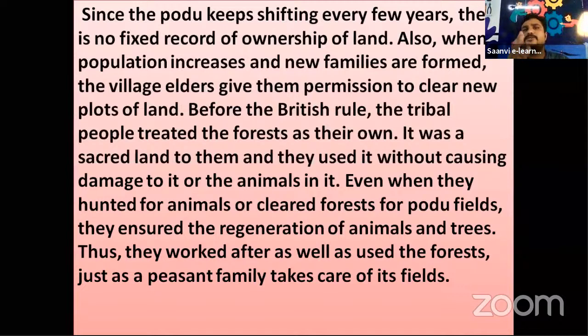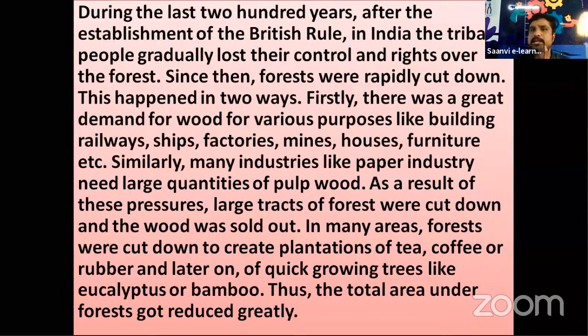During the last 200 years, after the establishment of British rule in India, the tribal people gradually lost their control and rights over the forest. What happened? Since then, forests were rapidly cut down. This happened in two ways. Firstly, there was a great demand for wood for various purposes like building, railways, ships, factories, mines, houses, furniture, etc. Similarly, many industries like paper mills needed large quantities of pulpwood. As a result of this pressure, large tracts of forest were cut down and wood was sold. In many areas, forests were cut down to create plantations of tea, coffee, or rubber, and later of quick growing trees like eucalyptus or bamboo. Thus, the total area under forests got reduced greatly.